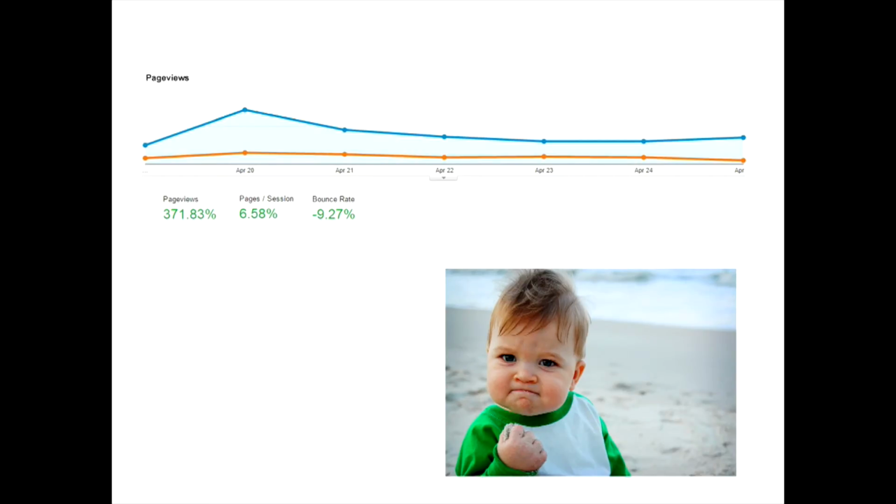And last but not least, I'd like to show you a comparison chart from Google Analytics comparing the 1 week data of before and after the optimization that we did on SellTheWorld.com. As you can see, we increased the page view by 300%, pages per session by 6%, and reduced the bounce rate by 9.27%. Even though the changes that we did were quite small, they had a huge impact on the user experience and the conversion rate.